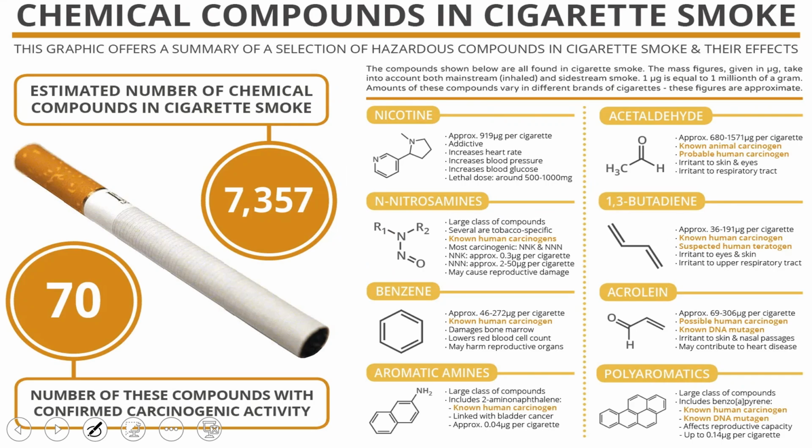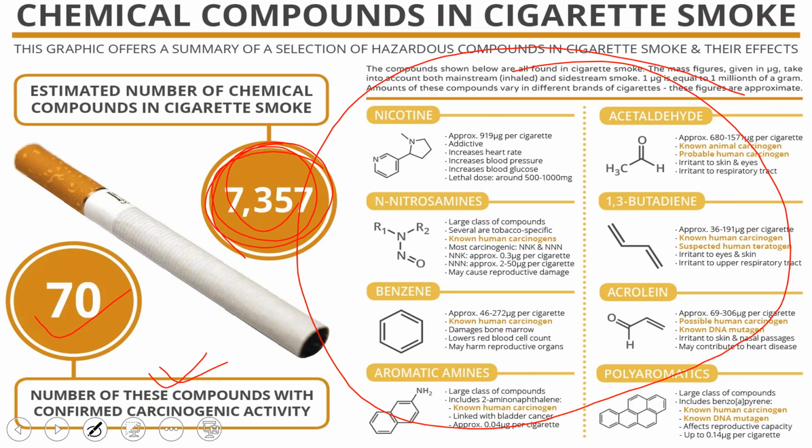If you look at the chemical composition of cigarette smoke, I have already told you that roughly 7,000 plus different chemicals are there in cigarette smoke. These are well known. And out of these 7,000 chemicals, 70 plus chemicals are there with confirmed carcinogenic activity. Some of these confirmed carcinogenic chemicals are present in cigarette smoke. So that's why cigarette is in the first place in carcinogenicity.